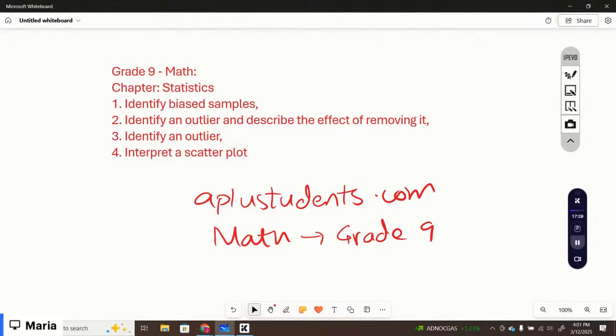We're going to start with the chapter statistics. The lessons we're going to cover today are identify biased samples, identify an outlier and describe the effect of removing it, identify an outlier, and interpret a scatter plot.